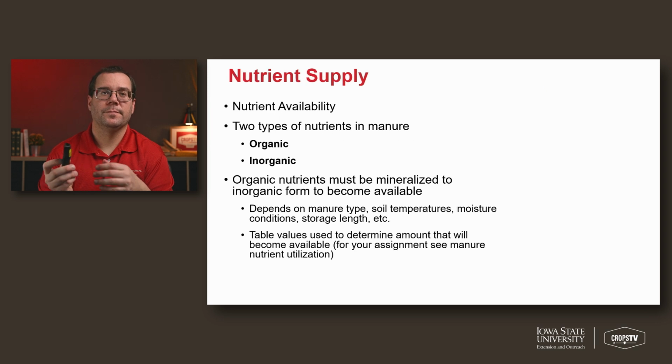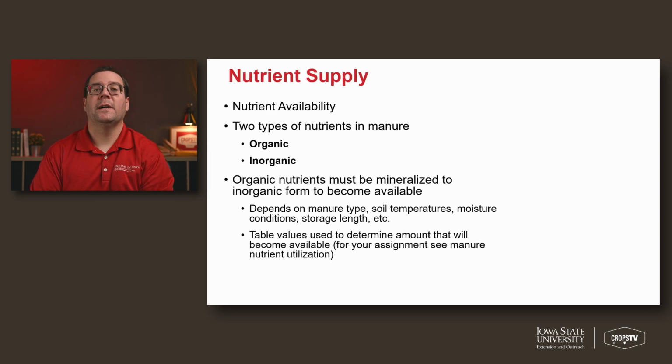On that nutrient supply side, there are two types of nutrients. There are organic nutrients, so things that come attached to carbon, and then there are inorganic nutrients. If you think about your traditional fertilizer purchases, anhydrous ammonia, it's all in that inorganic form. It's immediately available. Manure gets to be unique because sometimes large chunks of it come in that organic form.